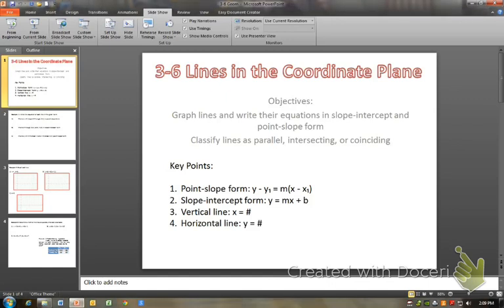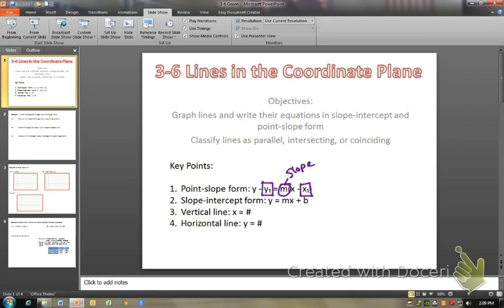Okay, some formulas you need to remember. Point-slope form is y minus y1 equals m(x minus x1). The three numbers that will be changing: this number will have something, and this will have something, and this will have something. This is your slope.